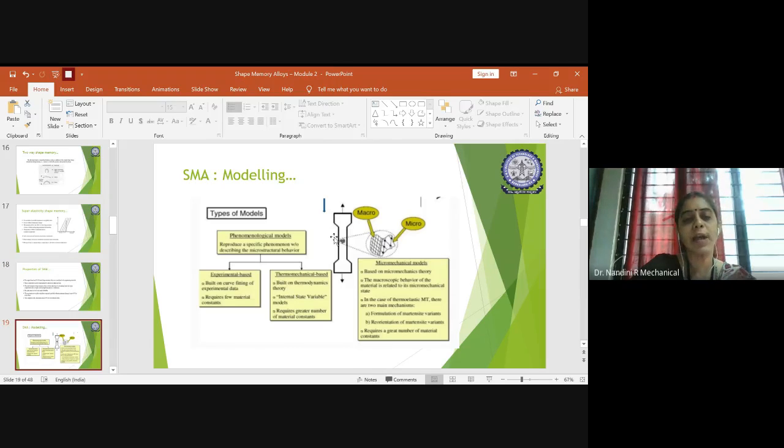So in the next class, we have to speak about the experimental phenomenological steps. This is just a diagram of how it looks for a phenomenological model, but in your syllabus you have a phenomenological experimentation route to synthesize shape memory alloys. All those things we'll be covering in the next class.